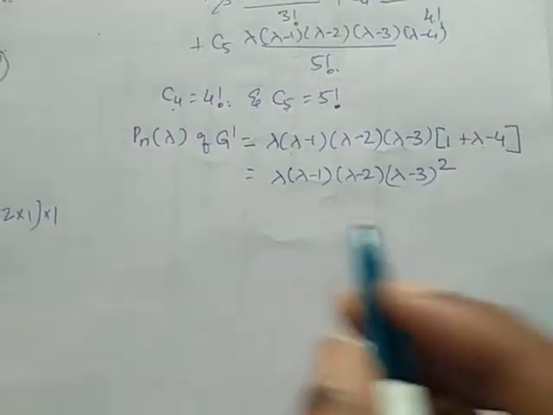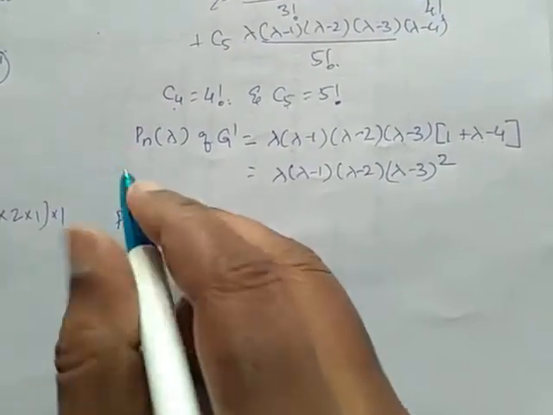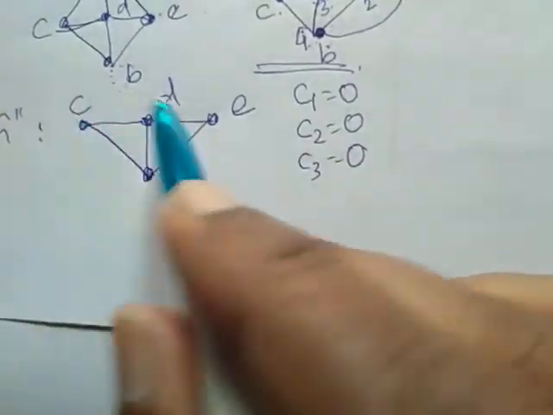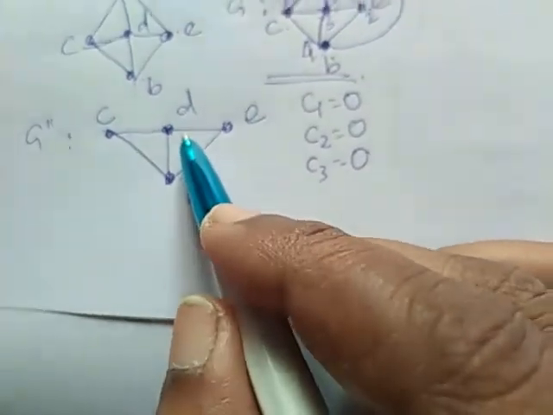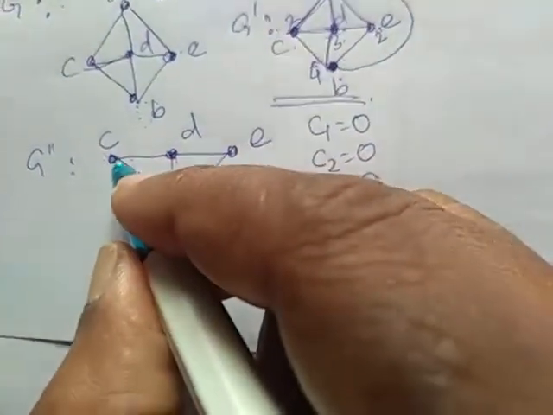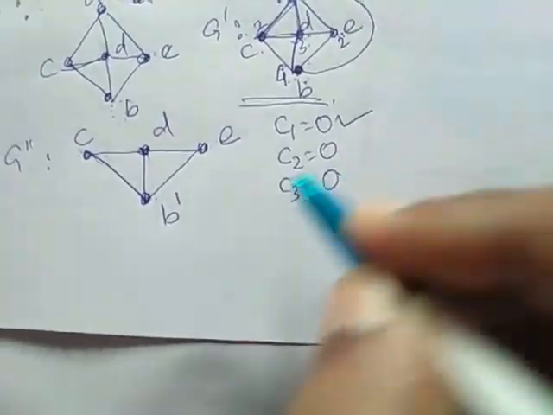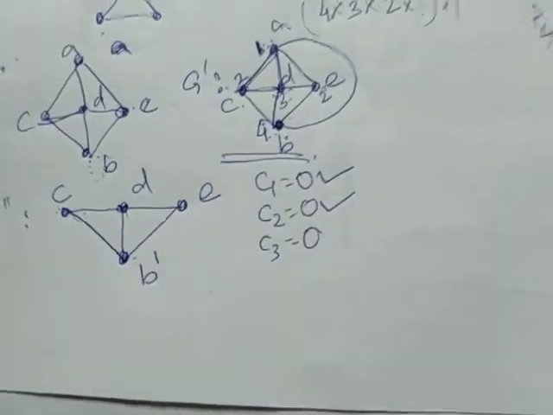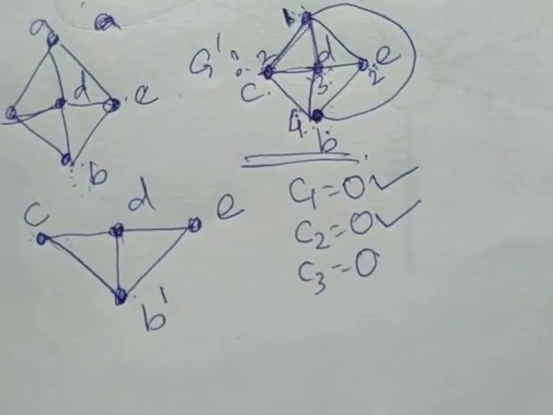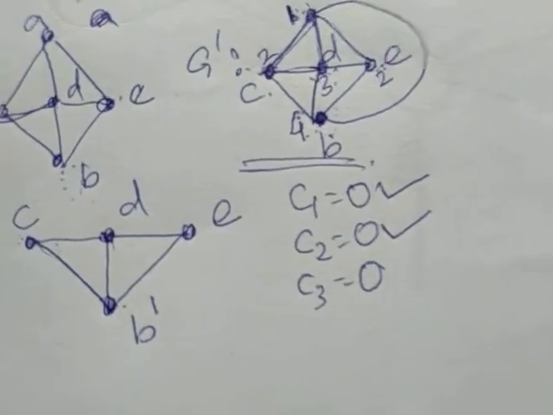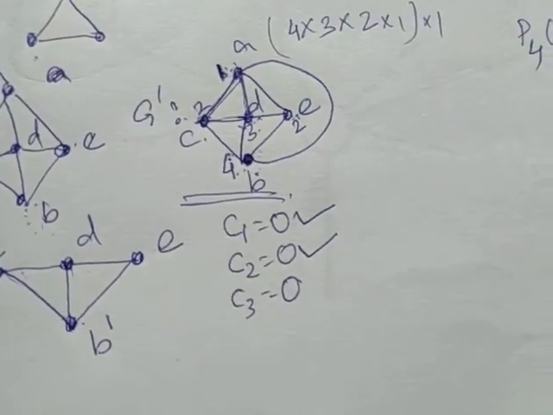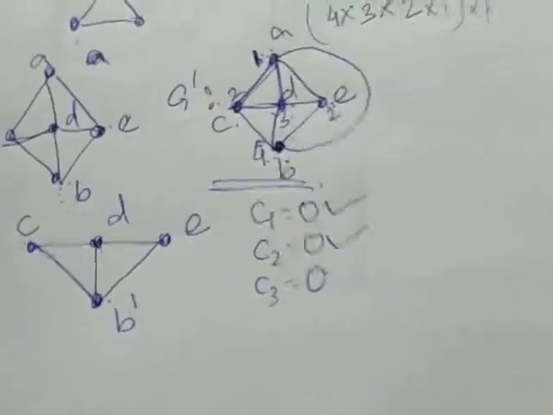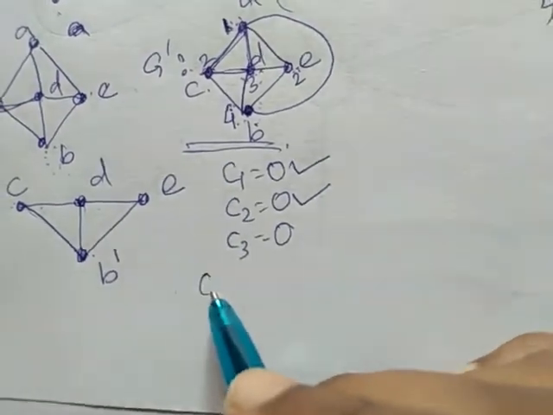Now we have to find Pn of lambda for G double dash. In G double dash, we are having only 4 vertices. Also, whenever edge is there, C1 is 0. Whenever we have triangle, C2 is 0, because whenever we are having triangle, minimum 3 colors are required to color the graph. Now we have to find C3 and C4. What is C4? C4 is 4 factorial itself. Now to find C3.